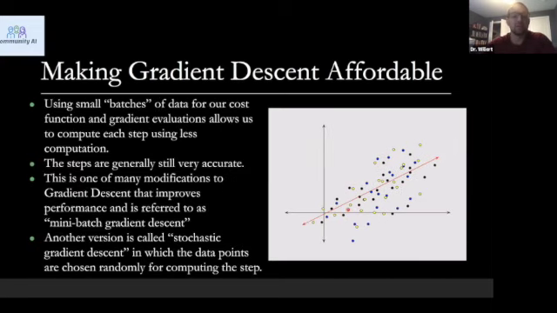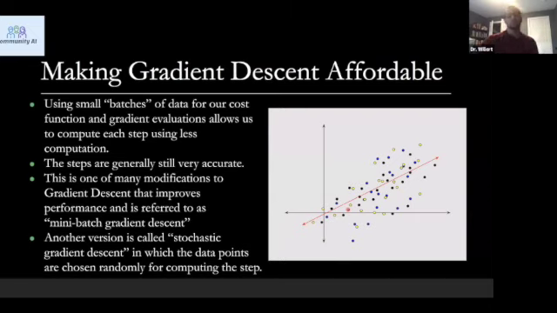So the concept is using small batches of our data allows us to compute a good estimate of our cost function and our gradient using significantly less computation. This is one of many modifications to gradient descent that improves its performance and can be referred to as mini-batch gradient descent. There's also another version called stochastic gradient descent, which essentially just picks points at random every step and uses those to compute the gradient and the cost function.